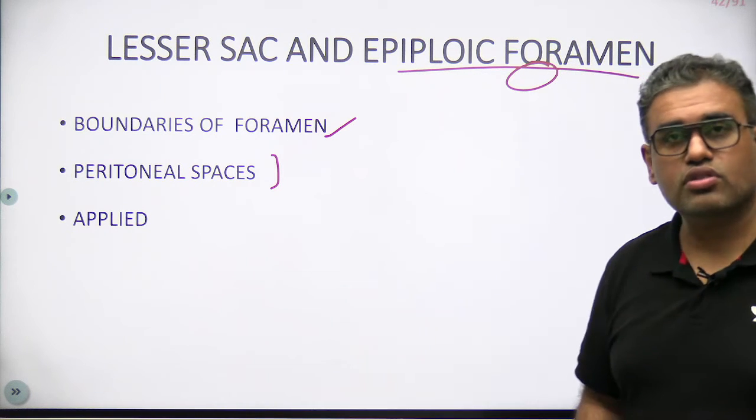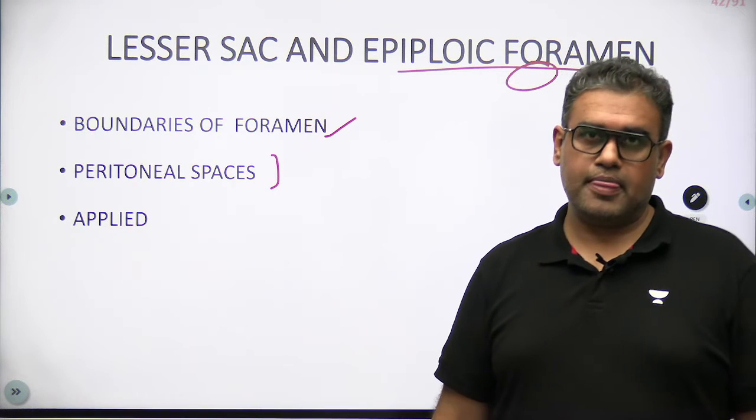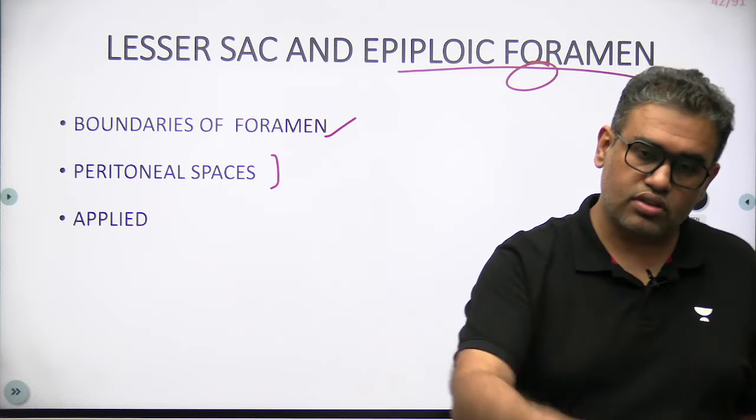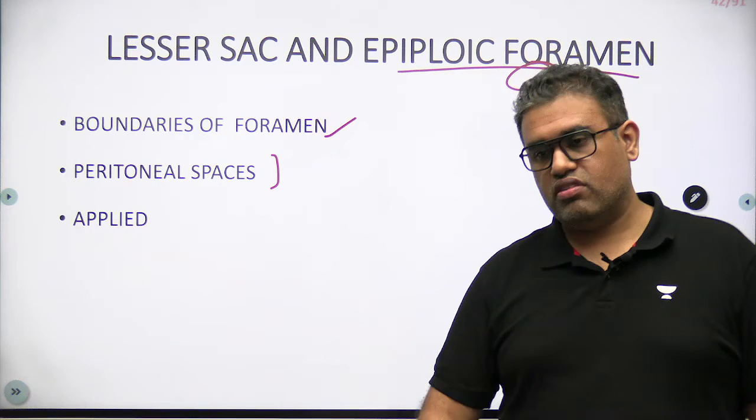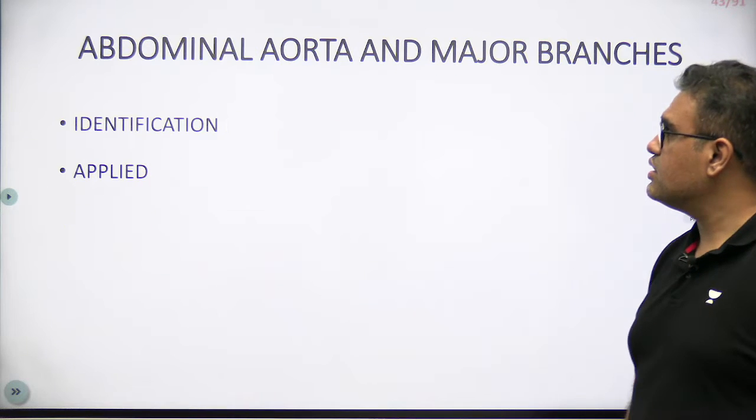That is what they are going to ask you in PG exams. Once you open up the abdomen, what are the structures that you are going to see first? If you lift those structures, what are the other structures that you are going to see behind them? The sequencing should be clear. If the sequencing is clear, the rest becomes very easy, right?